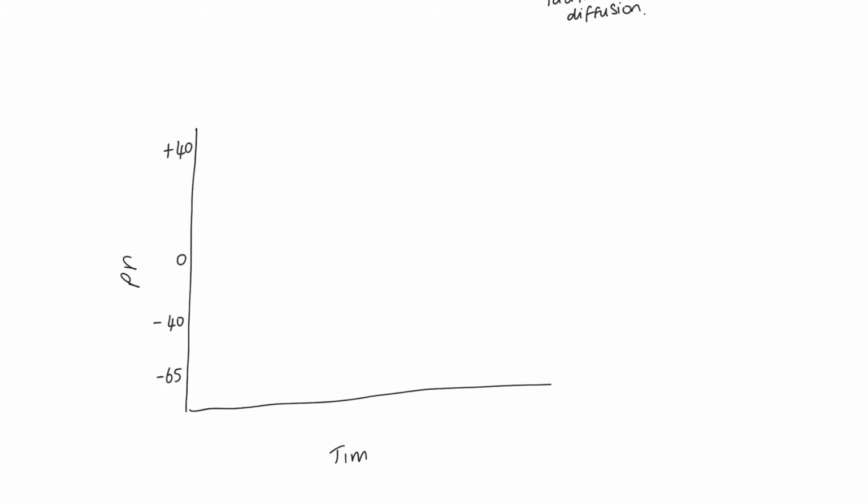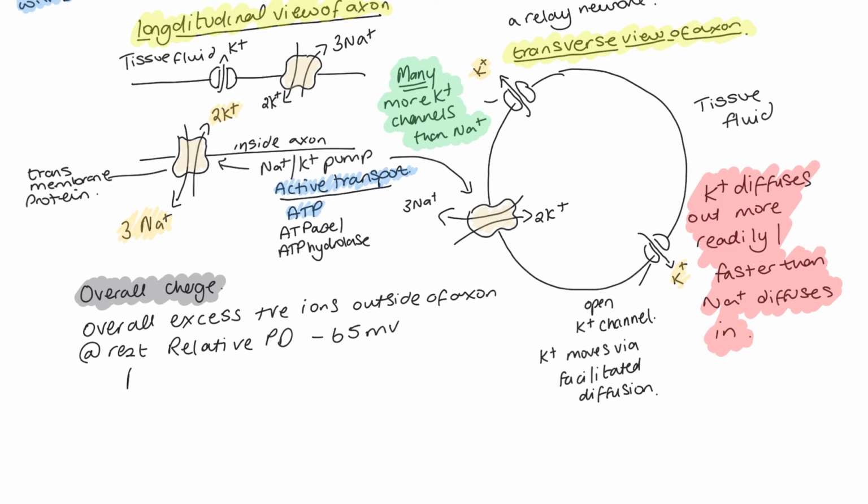This can also be expressed in graphical form. So if we look at a graph of potential difference and time, we can see that when nothing is happening, the axon is at resting potential. It sits at minus 65 millivolts. It's obtained, 1, by the sodium-potassium pump, and 2, by the fact that the membrane is relatively more permeable to potassium in comparison to sodium.